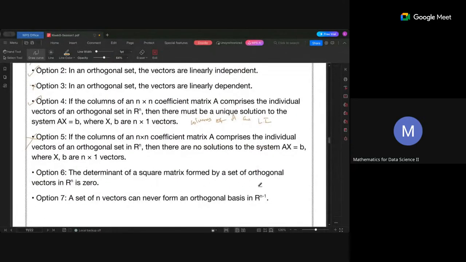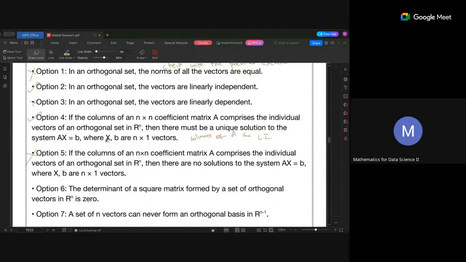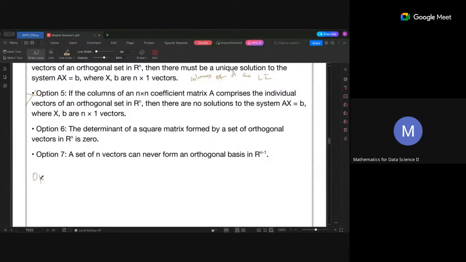The determinant of a square matrix formed by a set of orthogonal vectors in Rn is 0. Can you repeat? Which part? Option 4. See, option 4, it is given that you are having an n by n matrix, where let us say the columns are C1, C2, Cn. It is given that C1, C2, Cn forms an orthogonal set. Now, what does orthogonality imply? Linear independence. So now, if it is linearly independent, what do you know about the solutions of AX equal to B? Unique solution. Yes, this will have a unique solution. Got it? Yes.